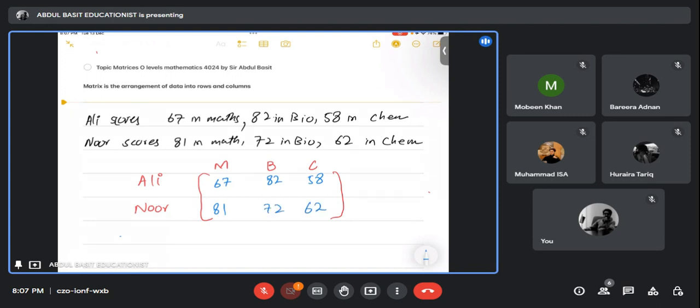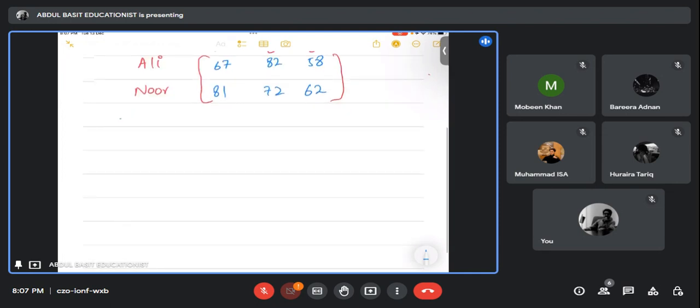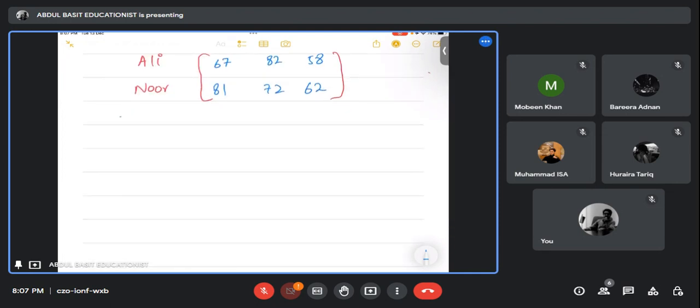So what we do in matrices, we write the data enclosed in brackets in order to perform different operations of mathematics to study the data in a very clear picture. So what is a matrix? A matrix is an arrangement of data into rows and columns. First of all, we should know what rows are and what columns are.